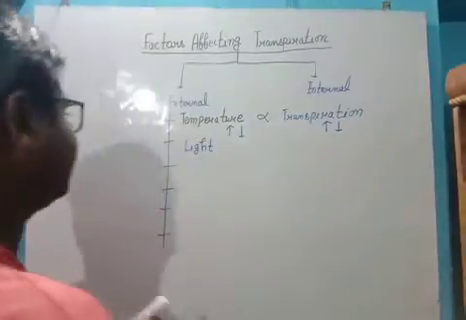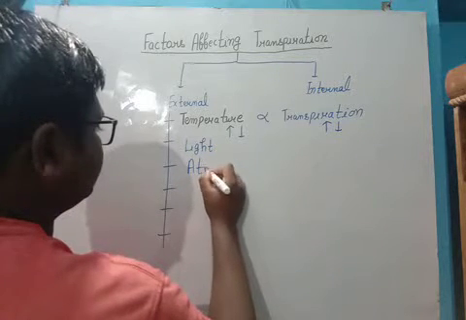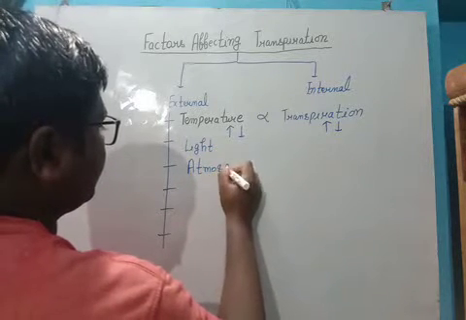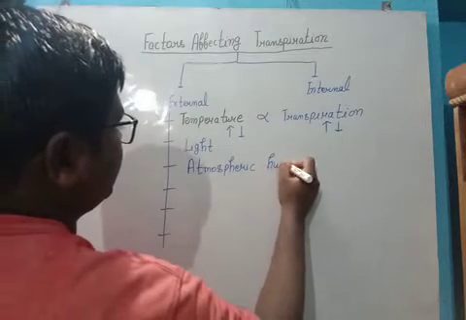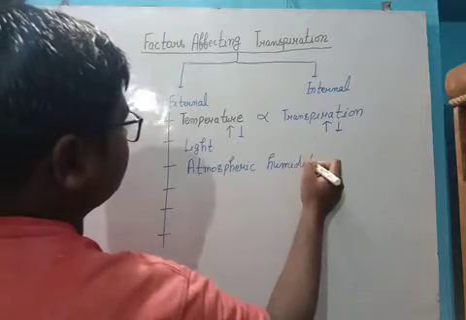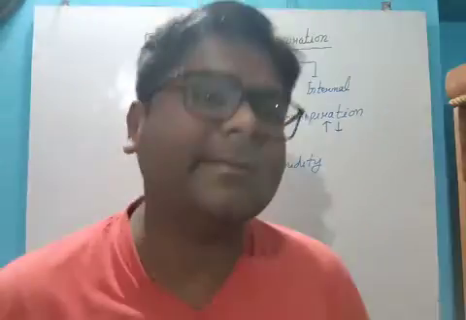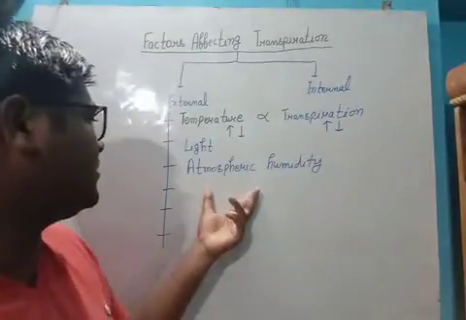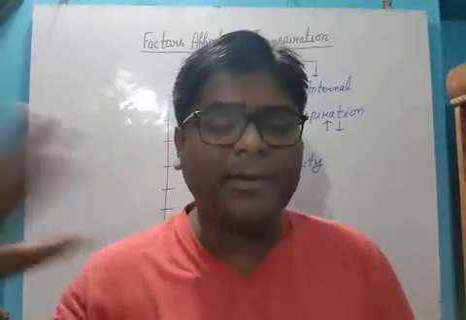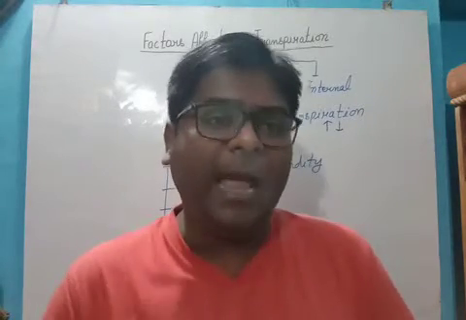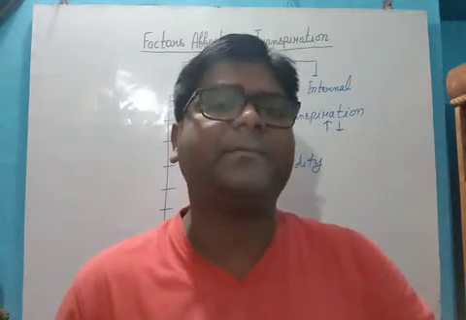The next one is atmospheric humidity. When we discuss atmospheric humidity, there is water vapor present outside, and this water vapor is situated on the surface of the leaf.